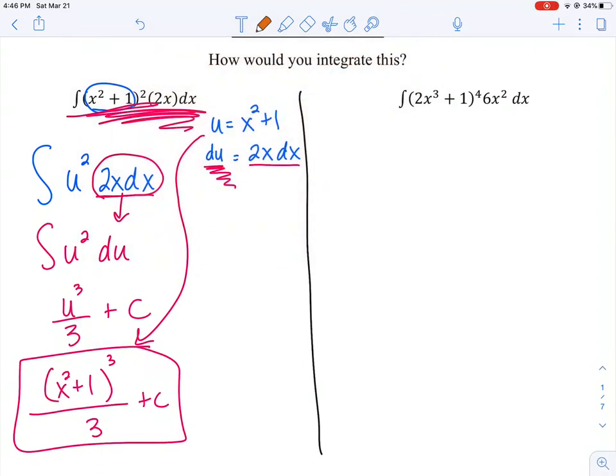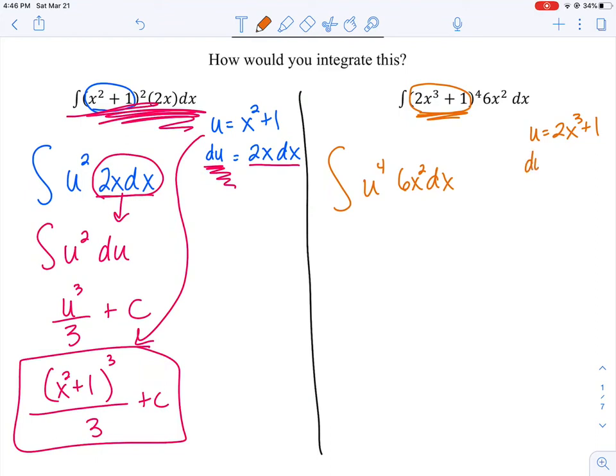Remember before, we were going to have to FOIL that thing out 4 times, right? And distribute a 6x squared. Instead, can we take out this inside? Can we call it u instead? And really, you can call it whatever letter you want to. They just oftentimes call it u. And so now my new integration problem says u to the 4th times 6x squared dx.